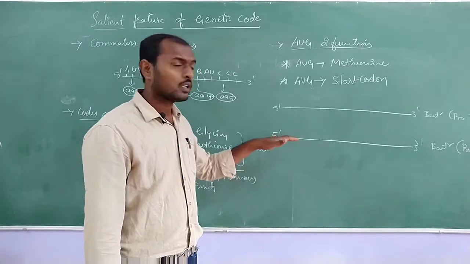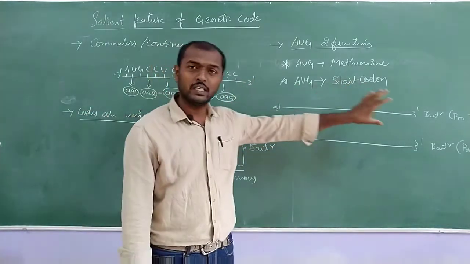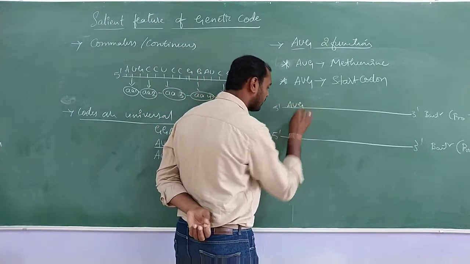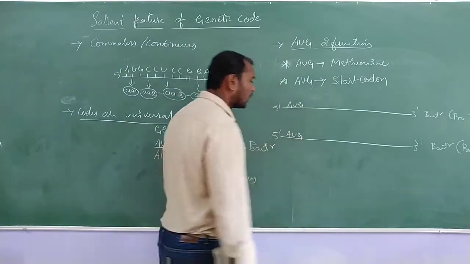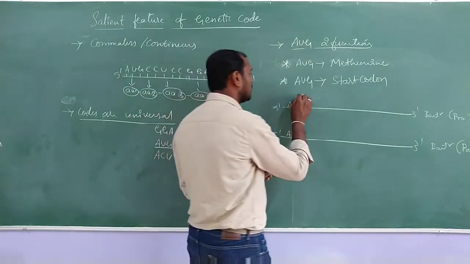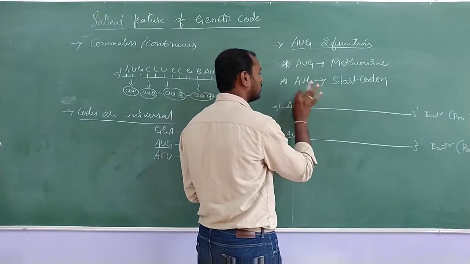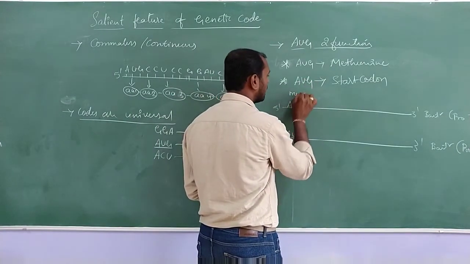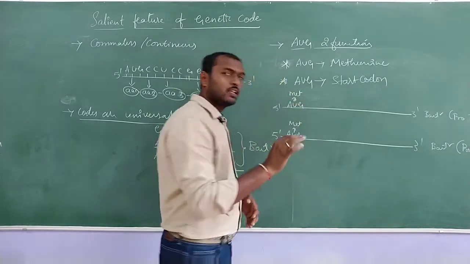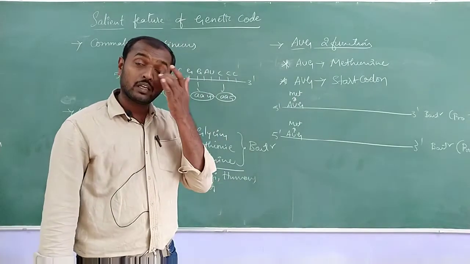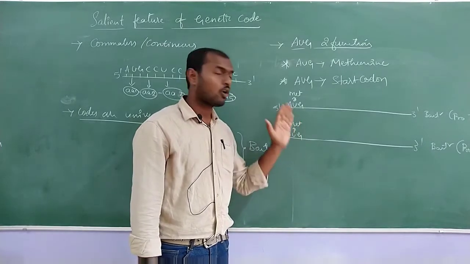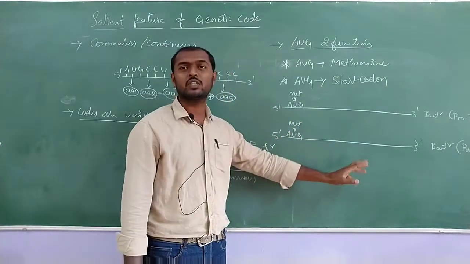So whatever the protein is, they have to start their first amino acid with the code AUG. So the first amino acid of that protein is always methionine. So why? Because there is a requirement of AUG in every mRNA. All mRNA begins with AUG.